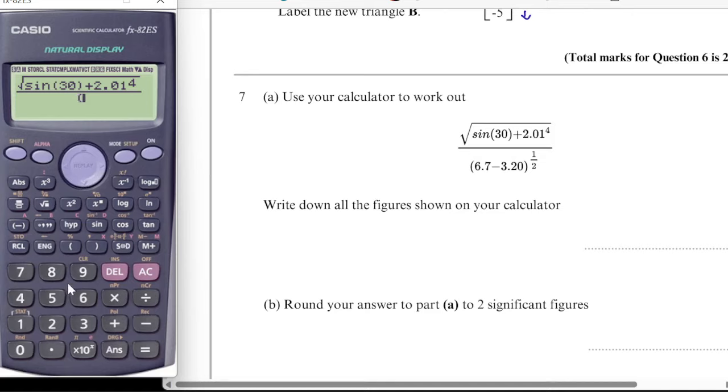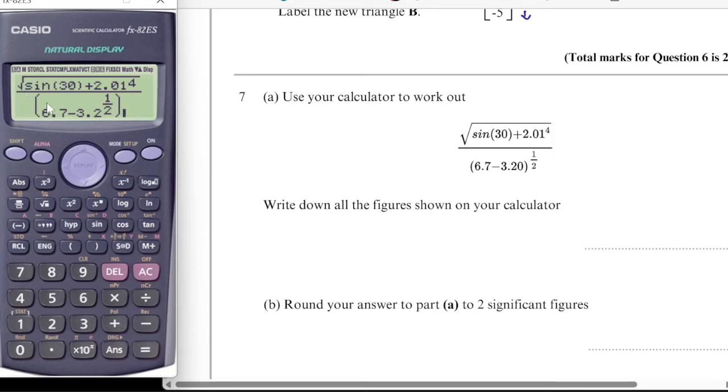There we go. Sorry about that. 6.7 minus 3.2, and I want that to the power of a half. And again, I can type it in exactly as it appears. Could have typed it in as 0.5, but I'm going to go for exactly as it appears. Double check that I've typed that in right.